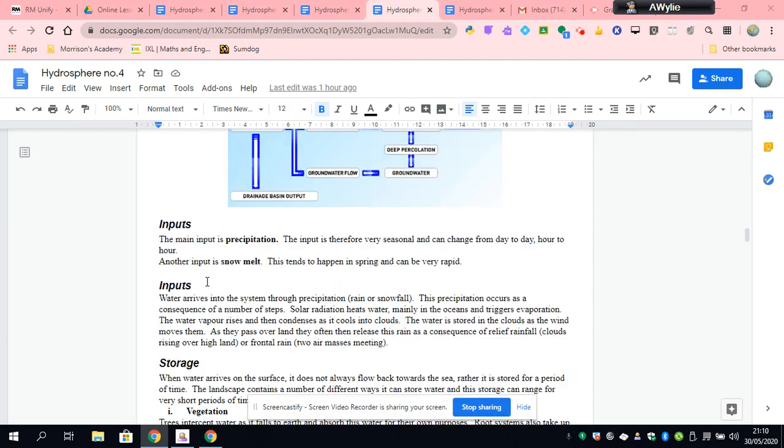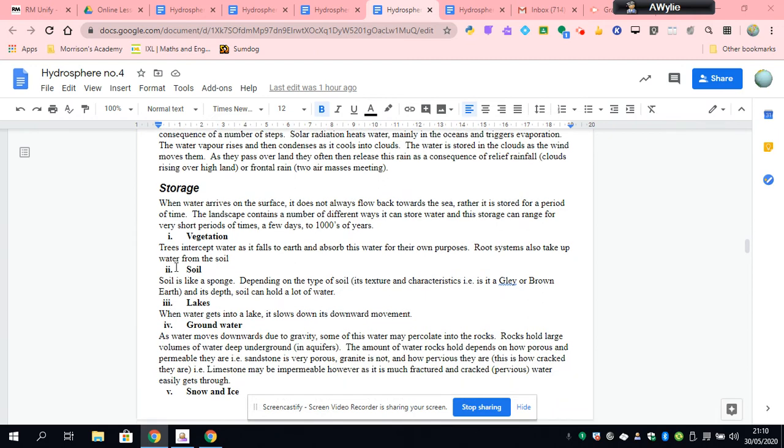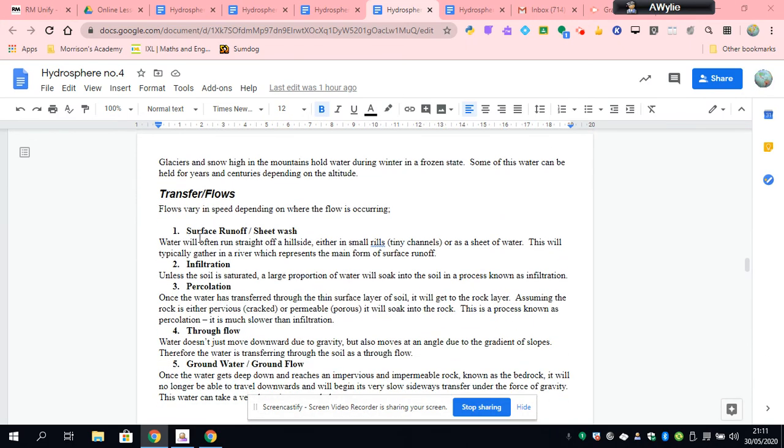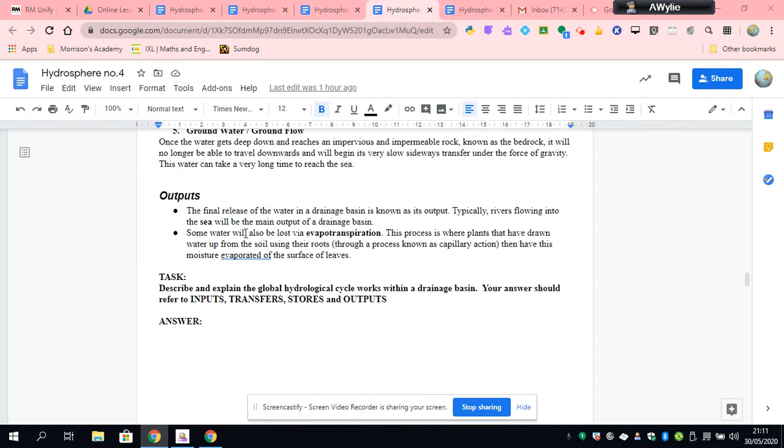Now, each of those descriptions I gave you is shown here. So you can see there's the inputs. Here are all the things that could store the water, possibly. Here are all of the ways water moves, whether it's on the surface up here, whether it's in soil as infiltration, whether it's in rock as percolation, whether it's moving as through flow through the soil or as groundwater flow through the rock. And here are its outputs. Now there are two outputs. Water either flows into the sea or it never gets to the sea because of evapotranspiration, or you can just choose to write the word transpiration. It means the same thing.